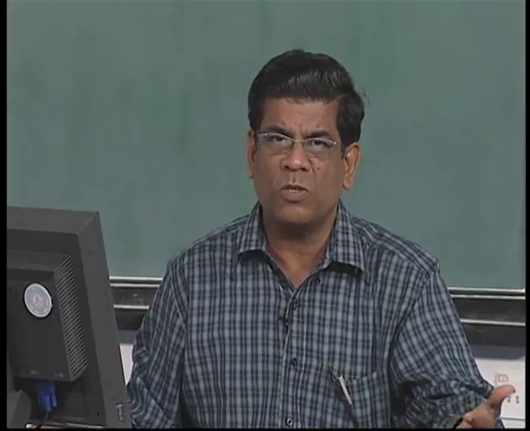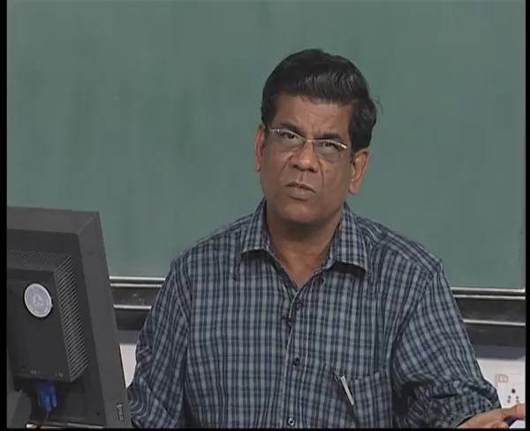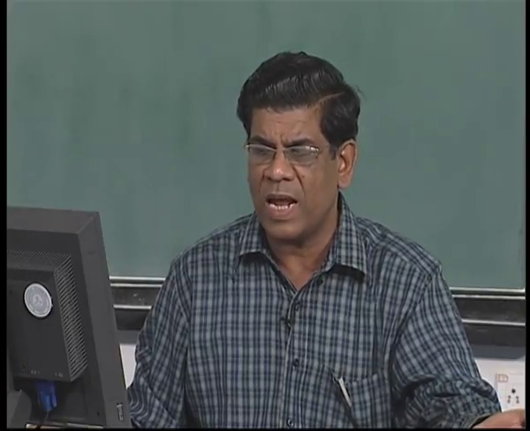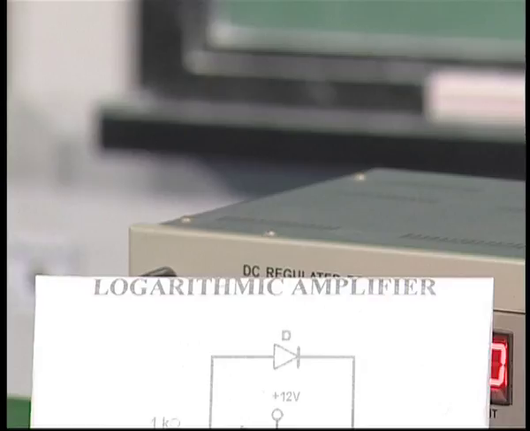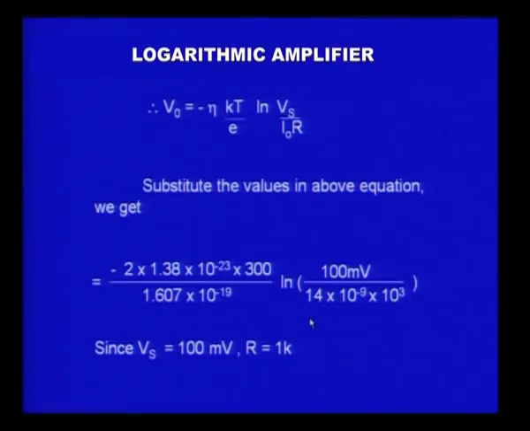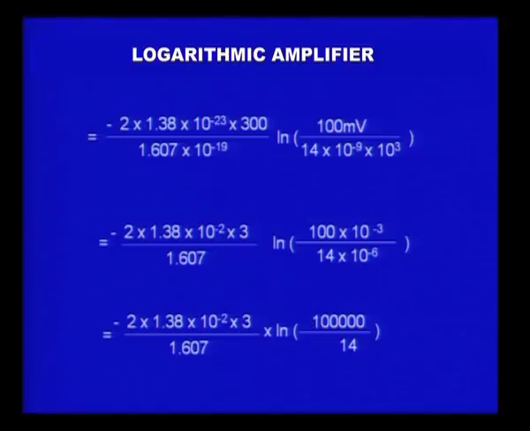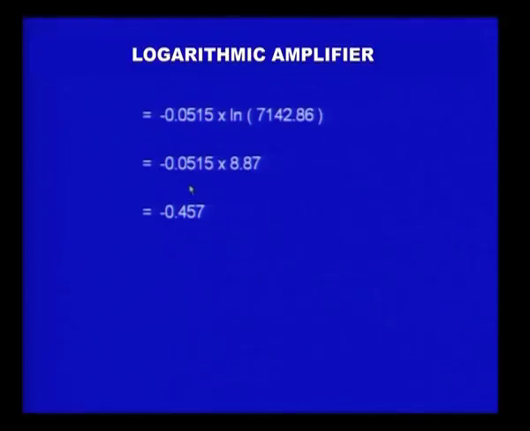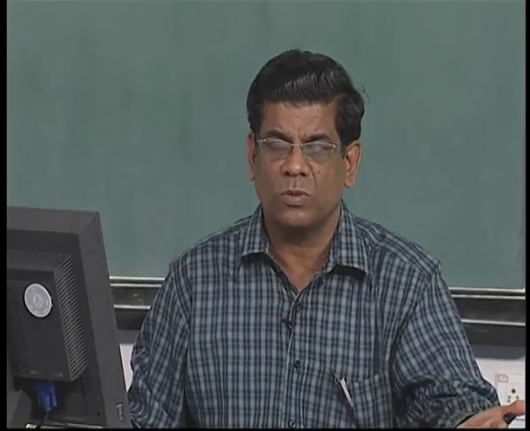So, I have assumed I naught to be about 14 nanoamperes, which is a typical value, 14 into 10 to the power minus 9, and the resistance we have assumed to be 1 kilo ohm. When I substitute all these values and simplify, you would find it is around 51.5 multiplied by 8.87, this is about 8 orders of magnitude difference, and therefore the actual value for 100 millivolts is about 0.457, that is 457 millivolts, with a negative sign, so it is minus 0.457 volts.